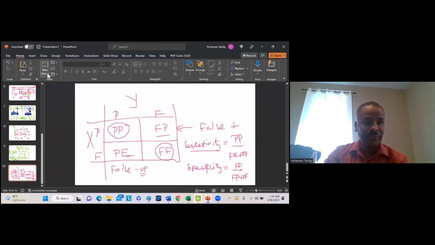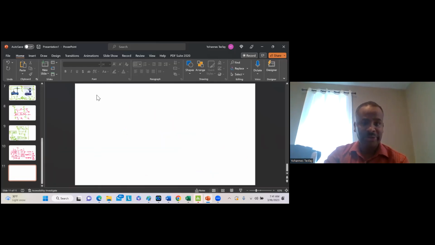So now there is another concept called the ROC curve, or receiver operating characteristics curve. So that is sensitivity. This is sensitivity, versus 1 minus specificity.